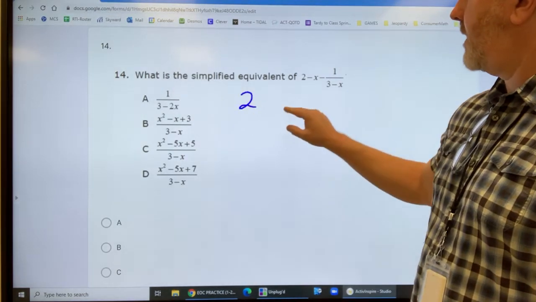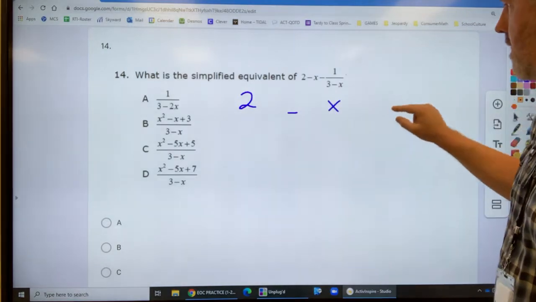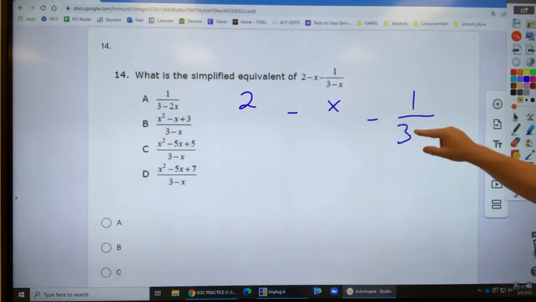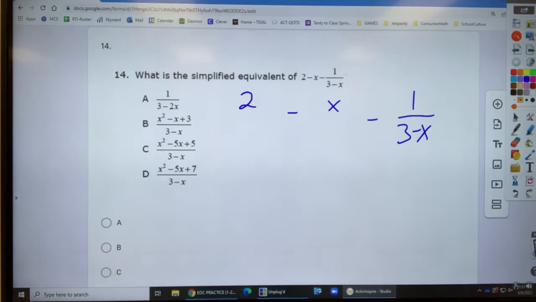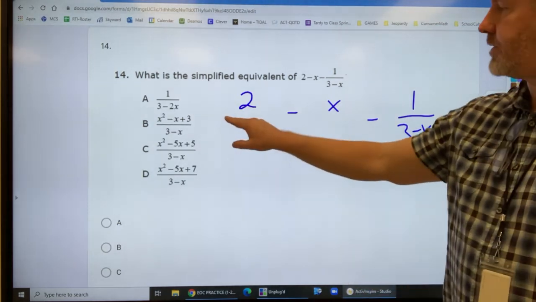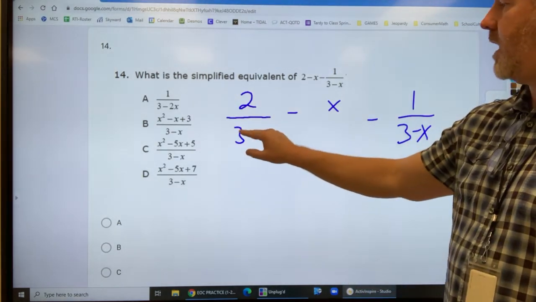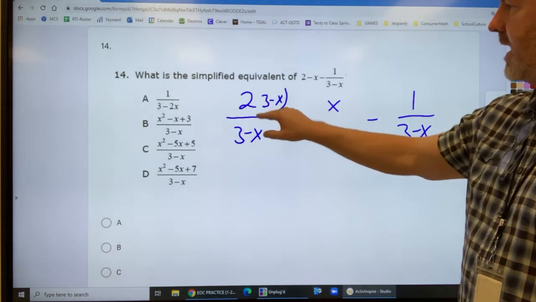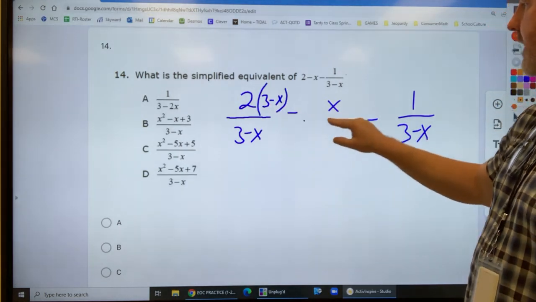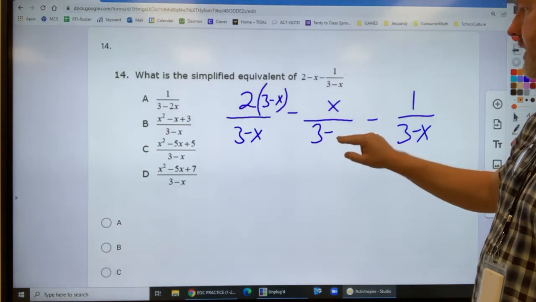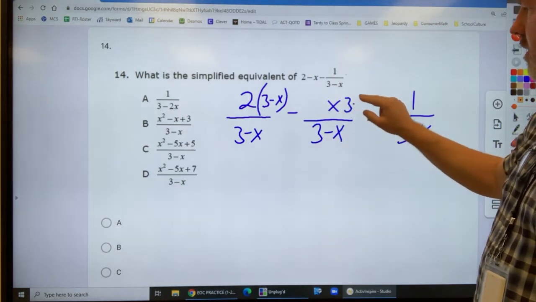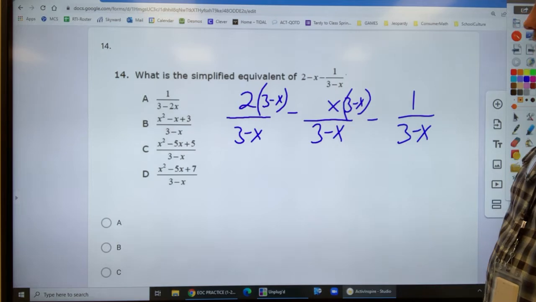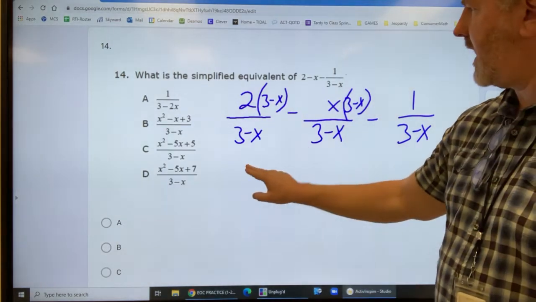All right, so I'm going to separate these items. Now, in order to get the same denominator, I can just throw a 3 minus x under this, and I have to put it on top just to keep it equal. And same thing here. If I put a 3 minus x here and I put it on top, keeps it equal. All right, let's simplify here.